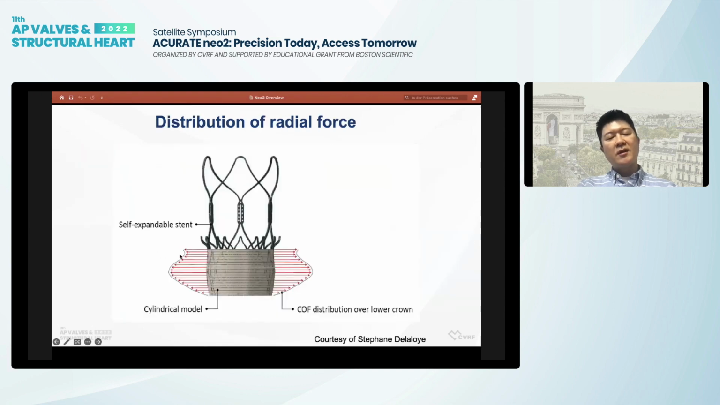Here you can see again the distribution of the radial force, which is highest here, and this explains why, even though we implant the device in a normal fashion, so we do not have to aim at a very high position, you can see that the radial force really decreases in the lower crown here.